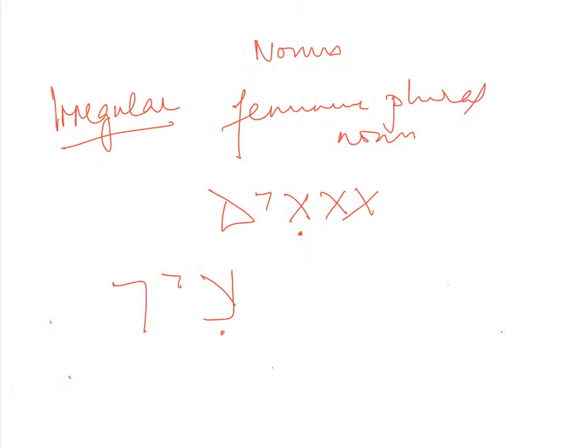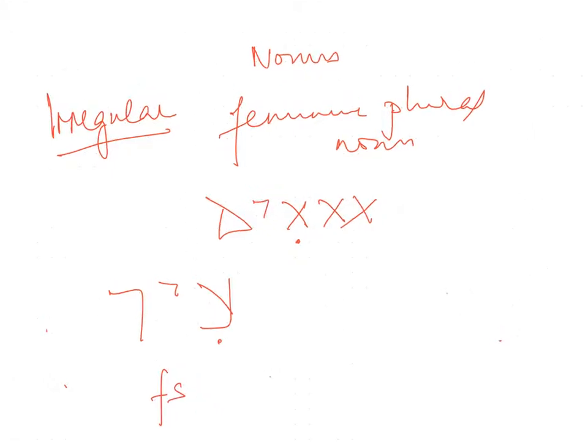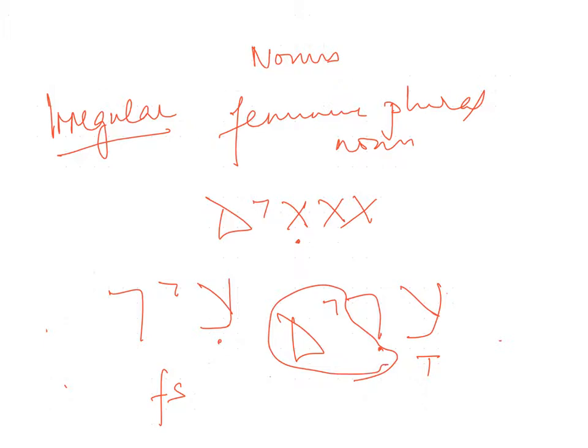Ear is feminine. Okay, this is a feminine singular, and the plural of ear is oznayim... arim. You see, it has a hireq yod and a mem, which is very typical of a masculine plural, but this is a feminine plural. So there are some feminine nouns which have a plural that ends with a hireq yod followed by a mem.